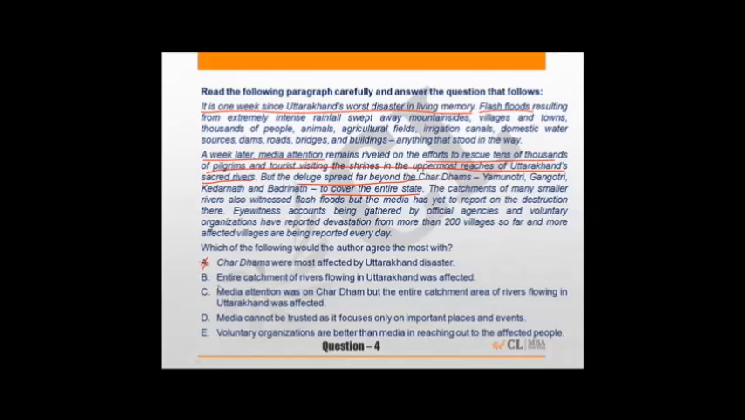B says the entire catchment of rivers flowing in Uttarakhand was affected. So this talks about all the rivers, whereas the passage says the catchment of many smaller rivers also witnessed flash floods. From this we cannot say the entire catchment of rivers was affected. So clearly option B can be eliminated. C says media attention was on Chardham, but this is true only in part; the statement also talks about the entire catchment area of rivers flowing in Uttarakhand being affected.